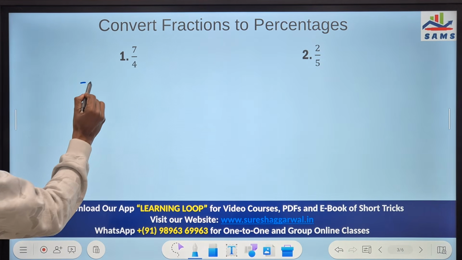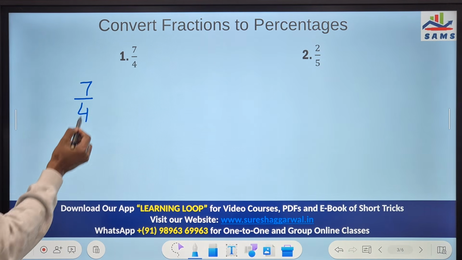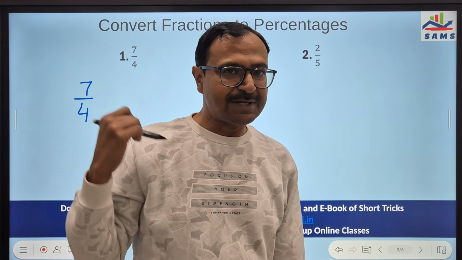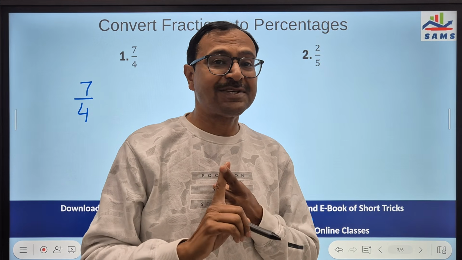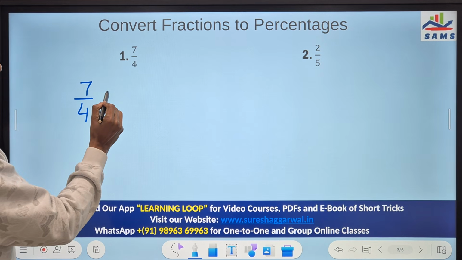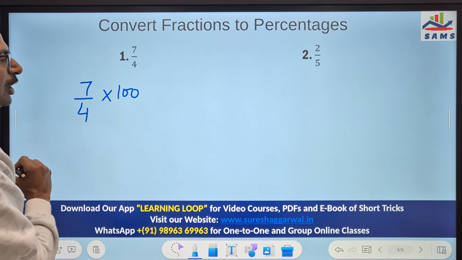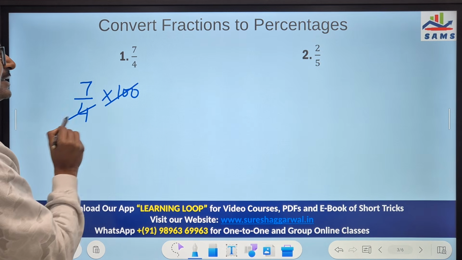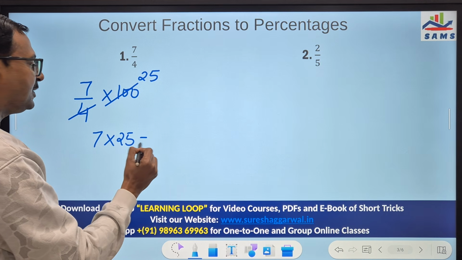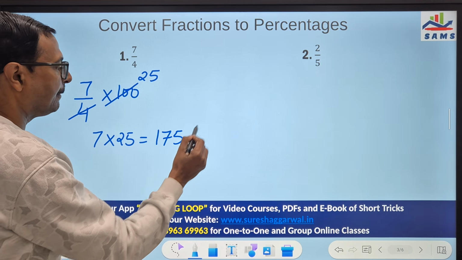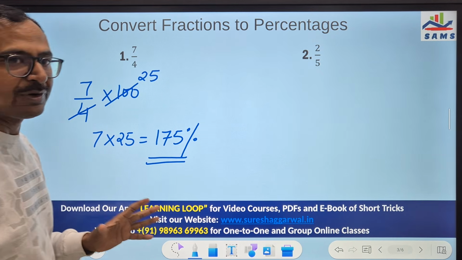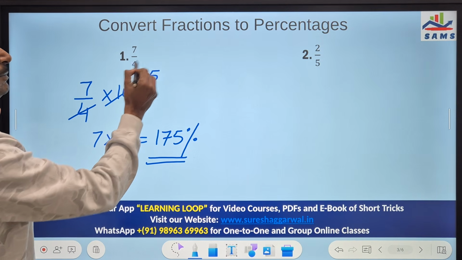So if you see 7 by 4, this is an improper fraction. 7 by 4 is 1 3 by 4, as I told you in the previous slide, and my answer is going to be more than 100% now because it's an improper fraction. So directly multiplication by 100 will solve my purpose, because 4 will cancel this exactly 25 times, and 7 times 25 gives me 175%, which will be your percentage equivalent of 7 by 4, because the whole number part of 7 by 4 is 1 3 by 4.